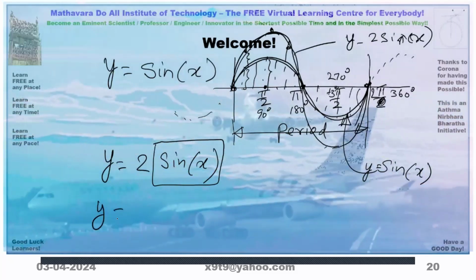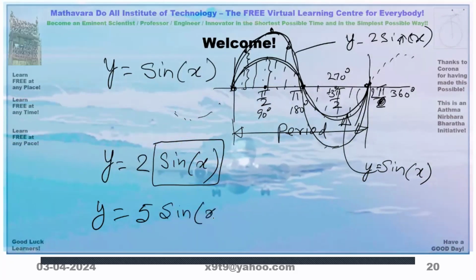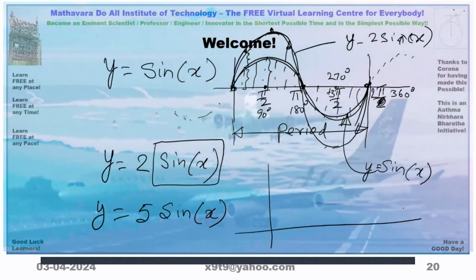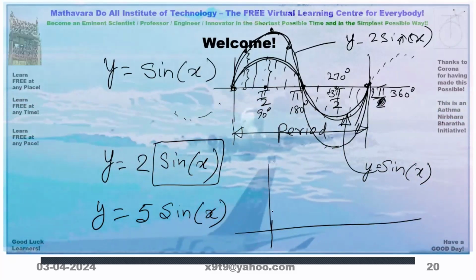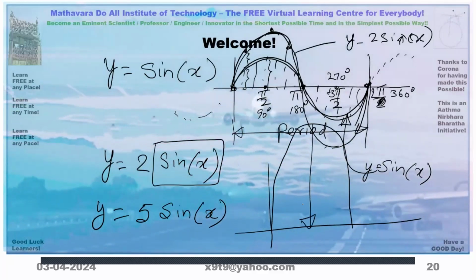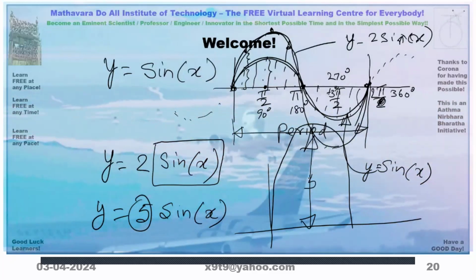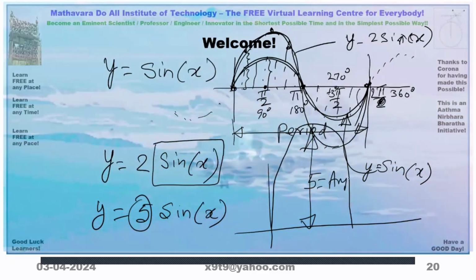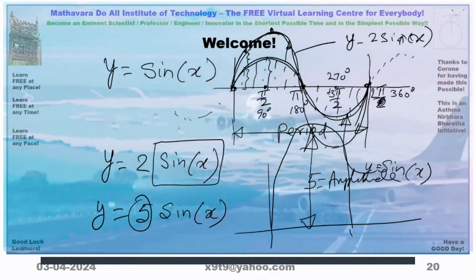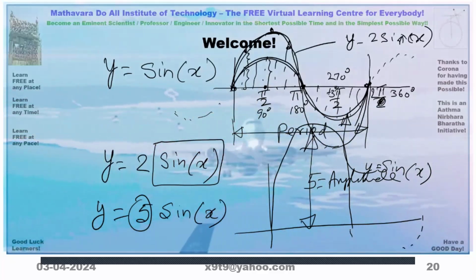So suppose y is equal to 5 sin x, what happens? This height will become 5. That is called amplitude. It will continue below also. So afterwards, maybe it will come and join there.